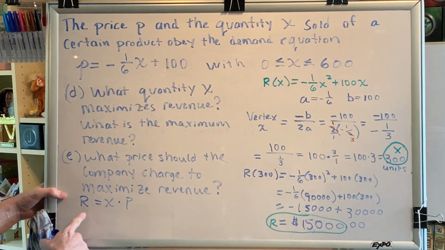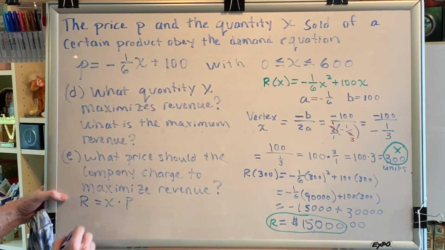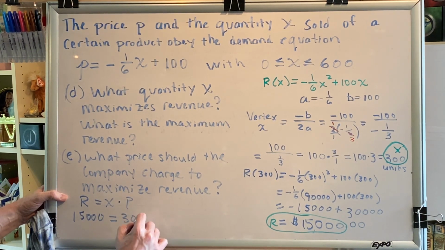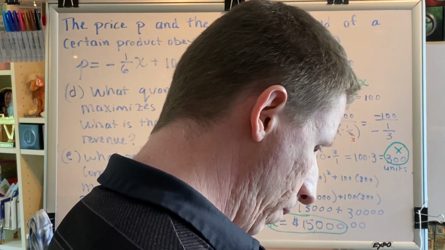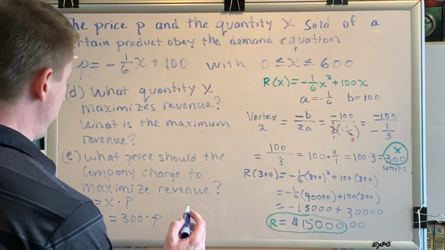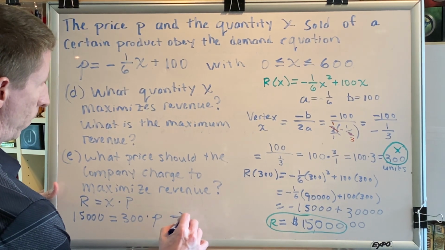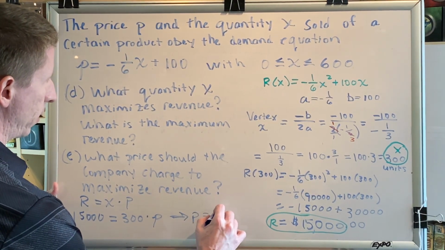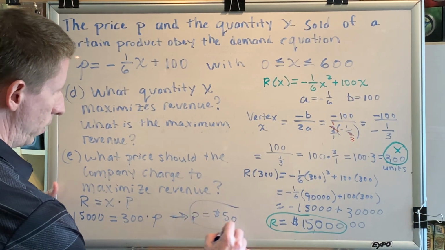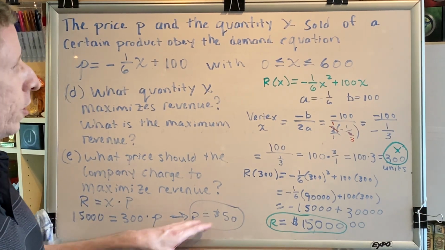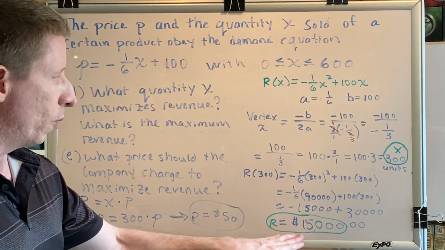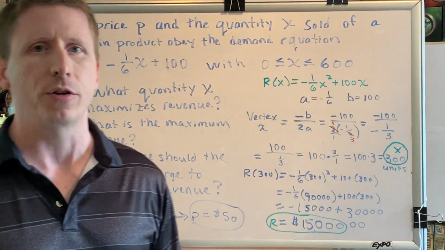So let's plug the R and the x into this equation, and then we'll be able to solve it for p. We get 15,000 equals 300 times p. Divide by 300 on both sides. p equals 50. And because it's a price, we express it in dollars. So the company should charge $50. When they do, they will sell 300 units of the product, which will bring them the maximum revenue of $15,000. We've completed this problem.